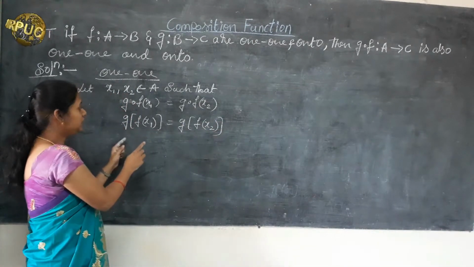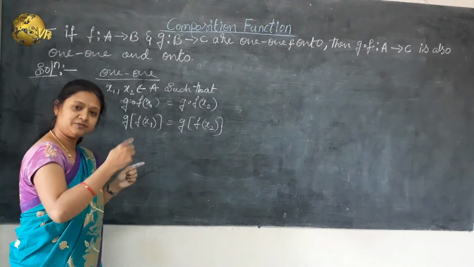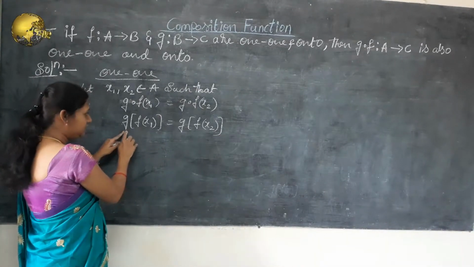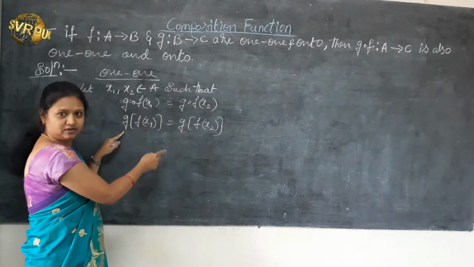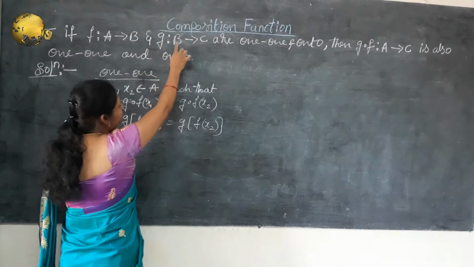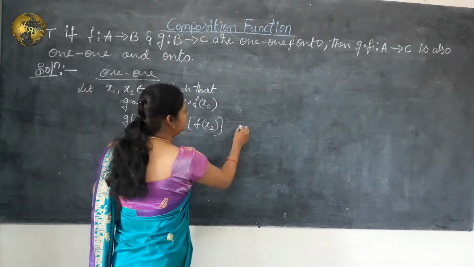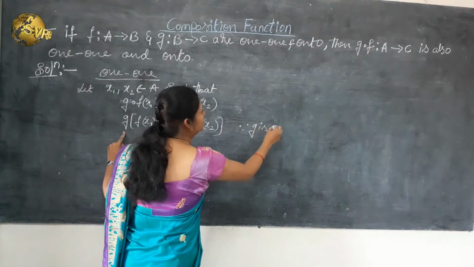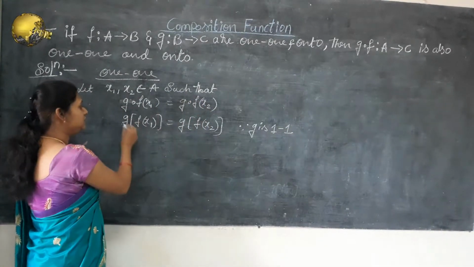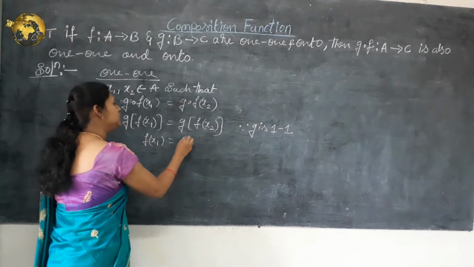Now we know that g is on both sides, so if it is a common term with the same properties, I can leave those terms. See here, g is one-one, so I can leave it. It is given that g from B to C is one-one, so I can leave that term. It is given in the question. So I can get that f of x1 is equal to f of x2.